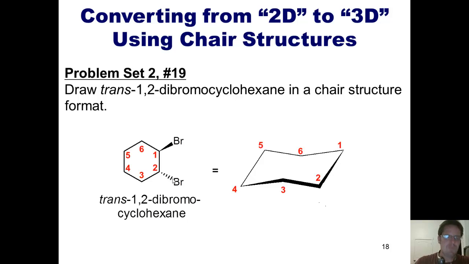And what do we do now? Well, now we draw each of our axial and equatorial bonds. Now we don't have to draw them at every single position on our chair unless we happen to be some kind of overachieving Hermione Granger or something.